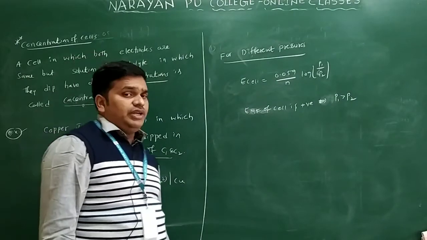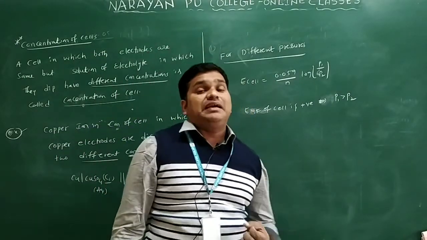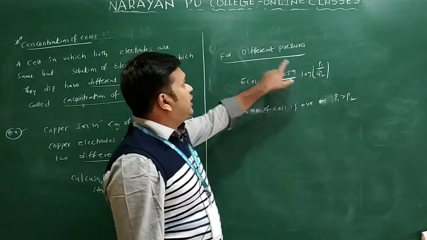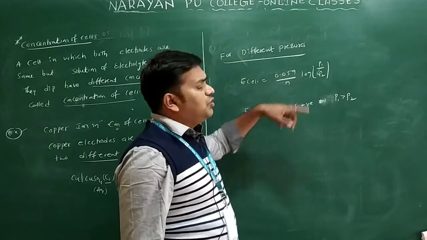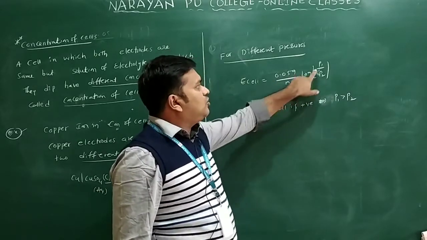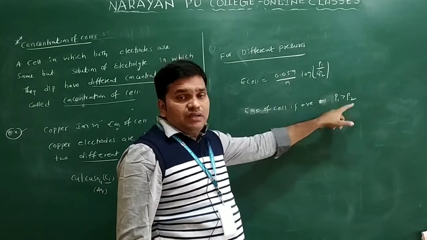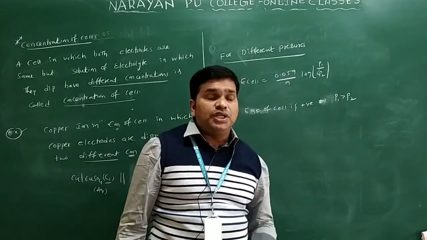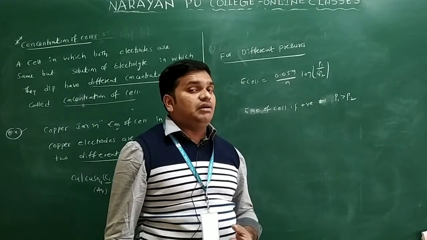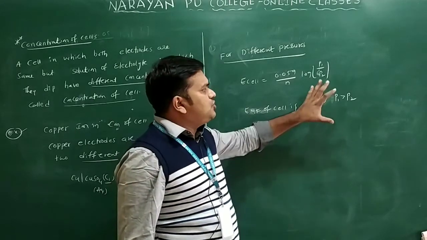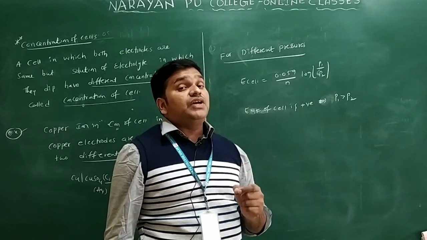The same formula you can write for the electrode with different pressures. For different pressures, the concept is the same only. So E cell is equal to 0.059 by N into log P1 by P2. Here the EMF of the cell is positive when P1 is greater than P2 only. If P1 and P2 values are given, the highest value is always P1, the least value always P2. So you can use this formula to find out the E cell when they are giving different pressures.